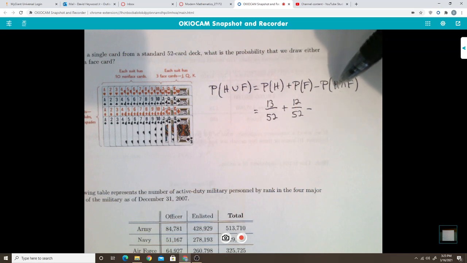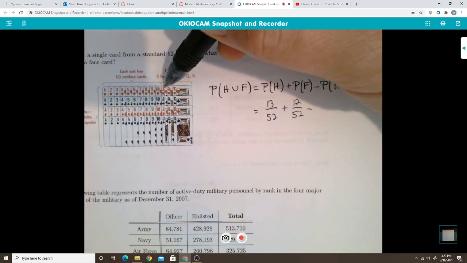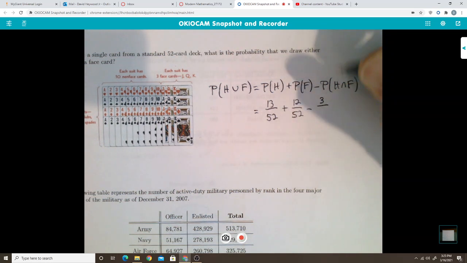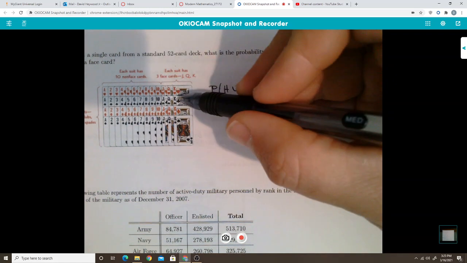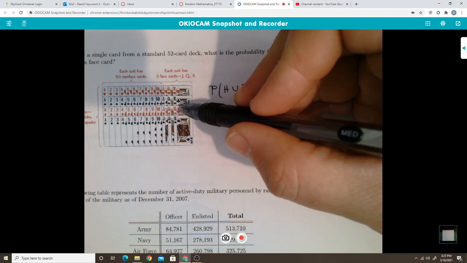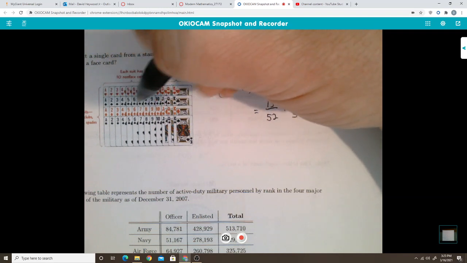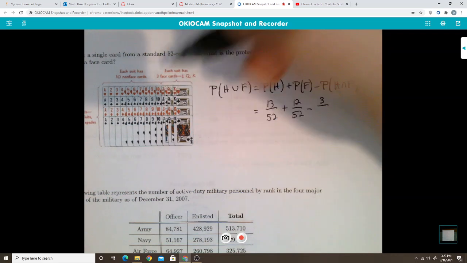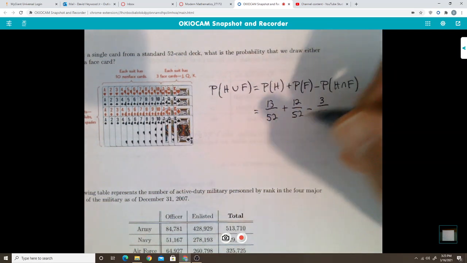So in other words, these would be face cards that are hearts, or hearts that are face cards, however you prefer to think about it. There are 3 of those, right? The Jack of Hearts, the Queen of Hearts, and the King of Hearts. So those 3 cards satisfy both conditions. They're hearts, but they're also face cards. These ones are face cards, but not hearts. And these are hearts, but not face cards. So the only cards that are both hearts and face cards are the Jack, Queen, and King of Hearts. So 3 of them out of 52.